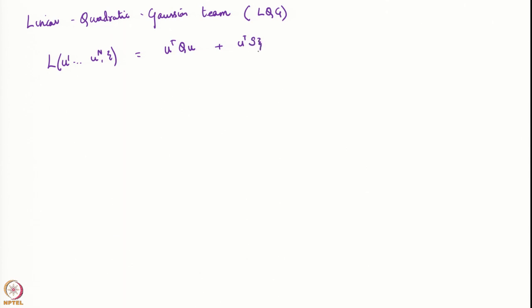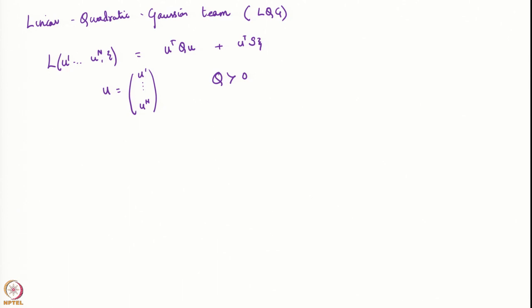Now, what is this? Here U is just a vector that is formed by stacking up U1 to UN. This is your vector U. Q is a fixed and positive definite matrix. S is just any matrix. And so this is the structure of the cost.